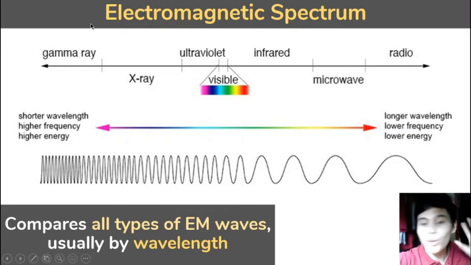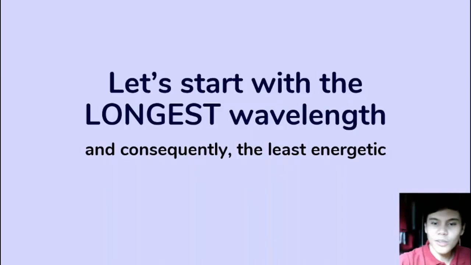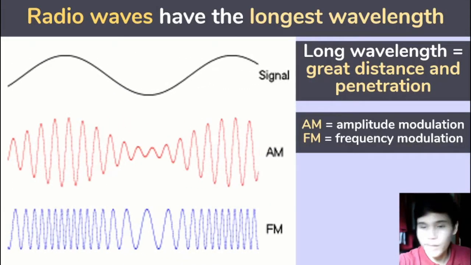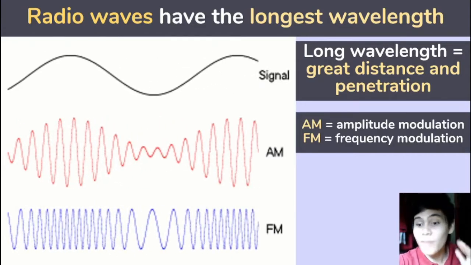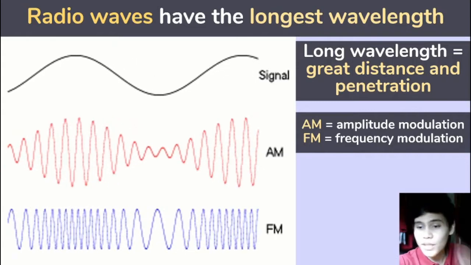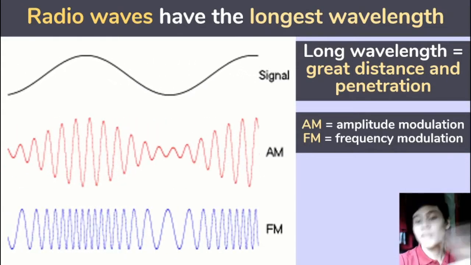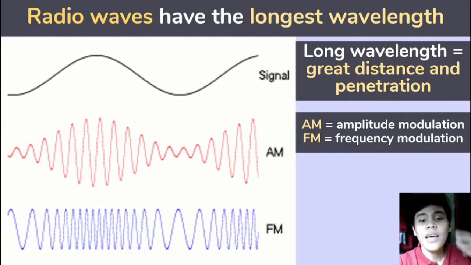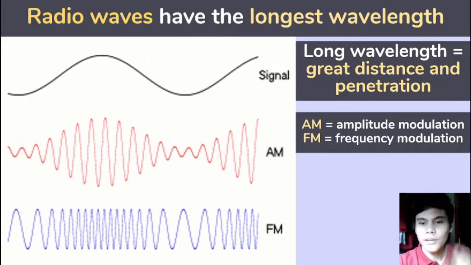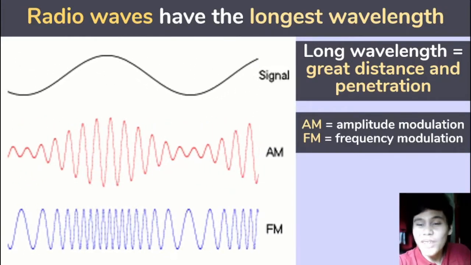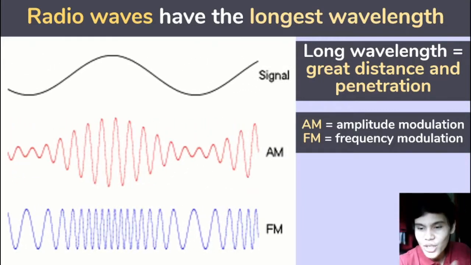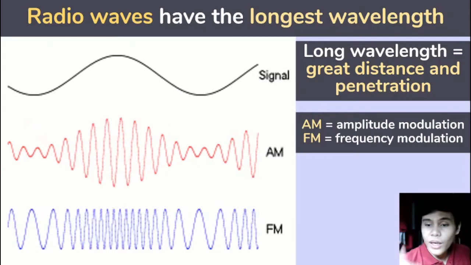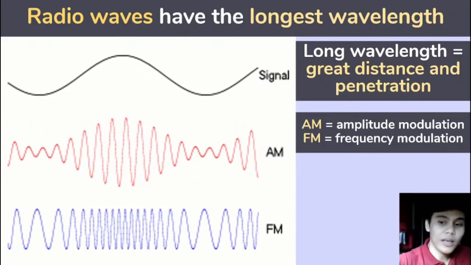So let's do them in order of least energy to highest energy. We're going to start with the longest wavelength, which is the radio wave. These travel along the greatest distances and penetrate the most material. Most of the atmosphere and a lot of materials are transparent to radio waves, meaning radio waves can pass right through them. The most common types of radio waves that humans use are AM and FM radio waves. AM means amplitude modulated and FM means frequency modulated, meaning you change either the amplitude, the distance up and down, or the frequency, how often the waves hit a certain point.